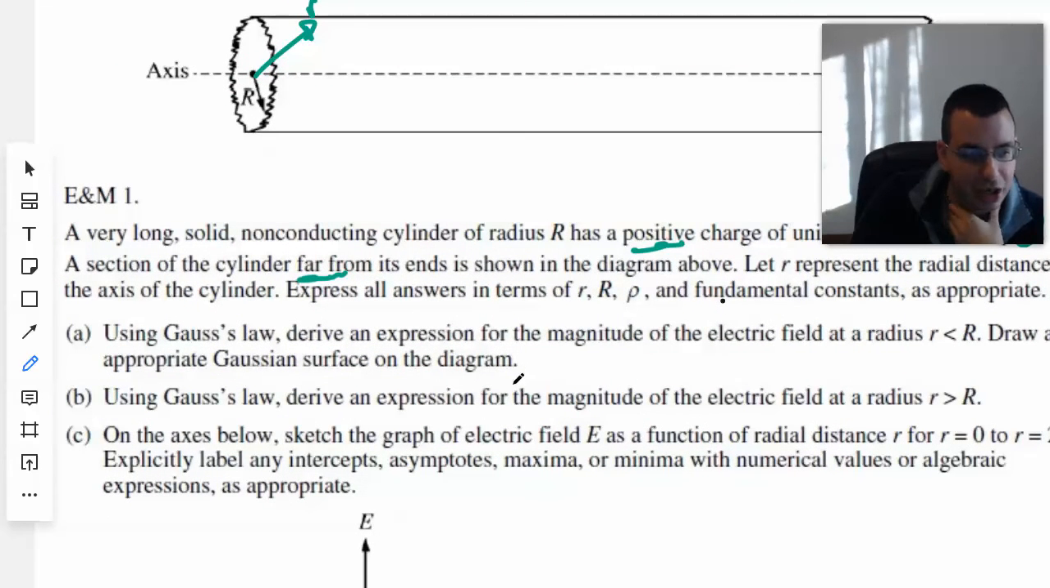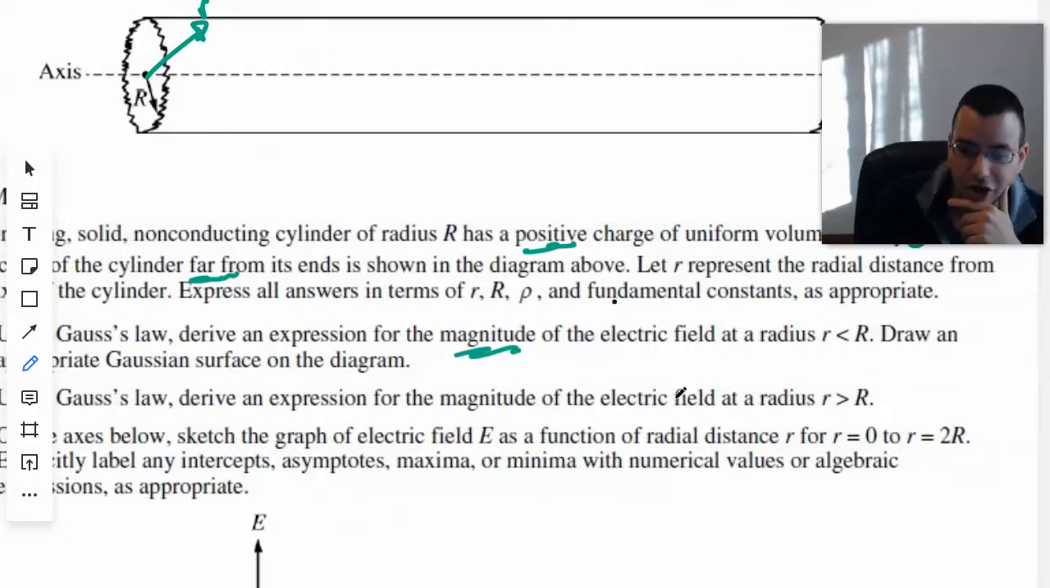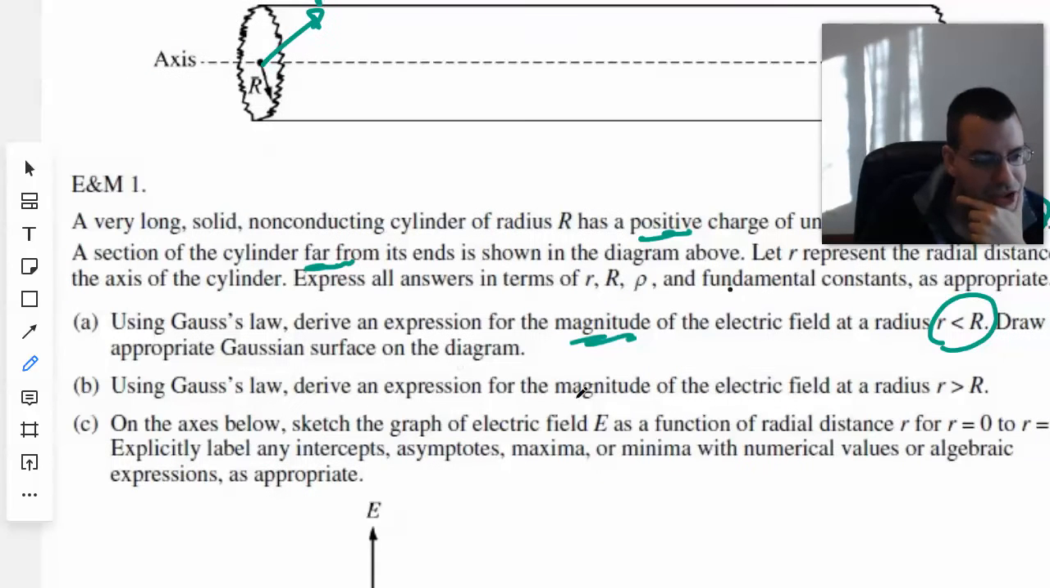Using Gauss's law, derive an expression for the magnitude of the electric field at a radius r less than R. Draw an appropriate Gaussian surface on the diagram. Next we'll derive an expression for the magnitude for r greater than R, which makes sense.